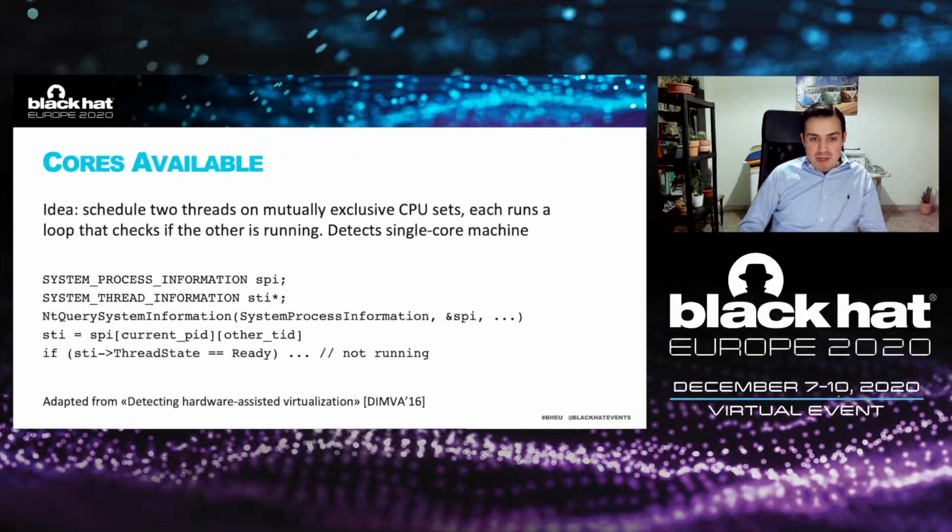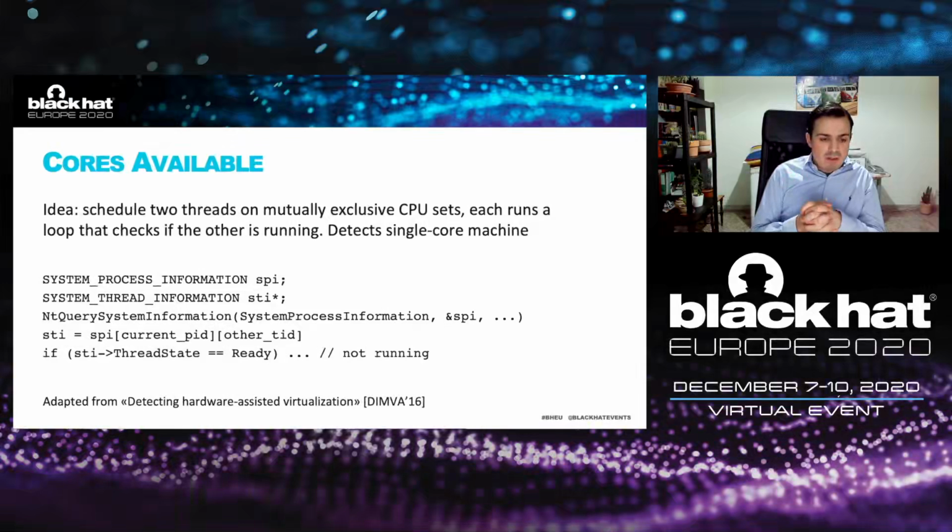Let's see about reliability. We need a CPU core for running this counter thread. We cannot run the counter thread alongside our detection on the same core. So what can we do? I mean, we don't want to trust what the operating system says. I have 8 cores, 4 cores, or 3 cores. This number can be faked. We need to be sure that we're not dealing with a single core machine.